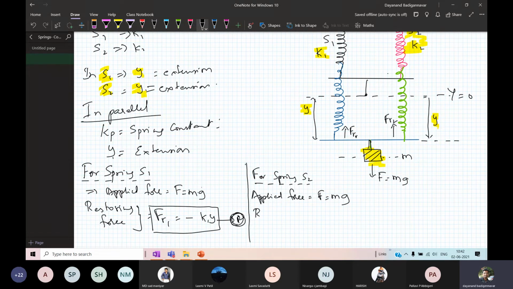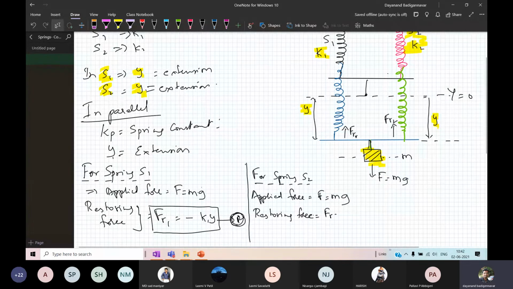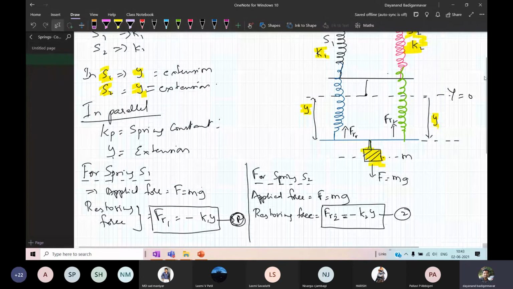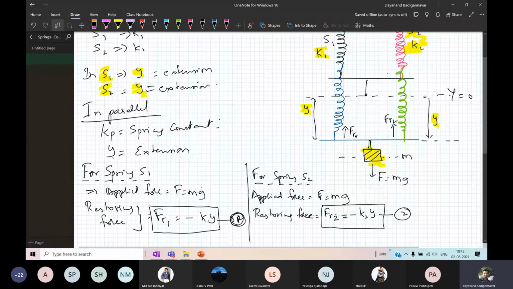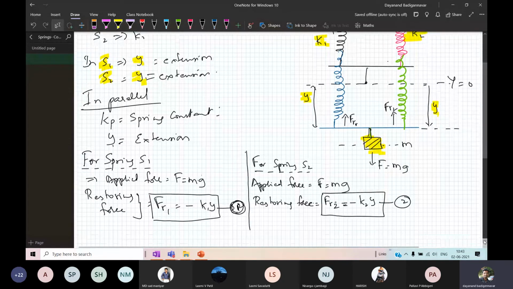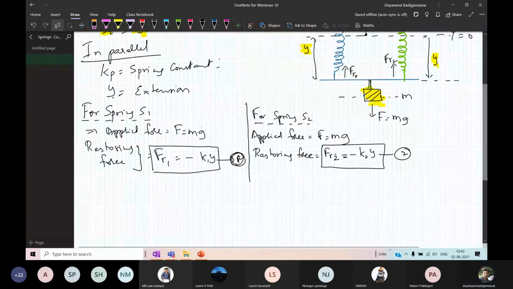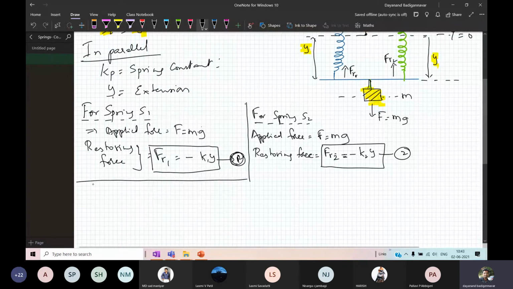So therefore, I can write the restoring force Fr2 is equal to minus K2 into Y. This I will take as equation number 2. I will just mark it like this. Okay, fine. S1 and S2 both are over. Then there is a combination of springs. We are connected in parallel, no? So therefore, for the parallel combination, I already wrote up here.